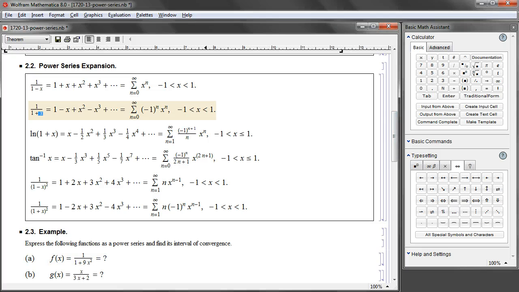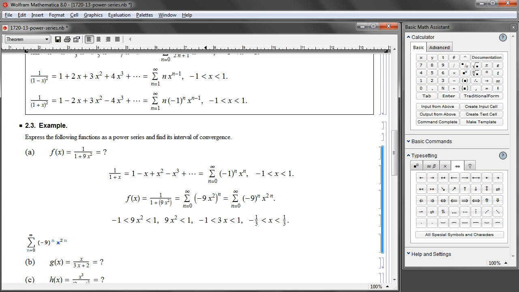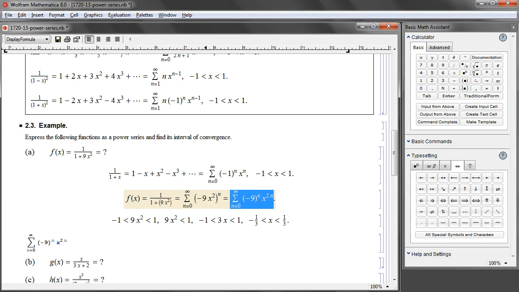Instead of x, you can substitute it by 9x squared. And that's basically what I did here. In this formula number 2, substitute x by 9x squared, and we end up with the following sigma notation and the final answer here. If you want to find out the interval of convergence, you can either use the ratio test right over here to find out, which is not really recommendable, or you can just use this one.